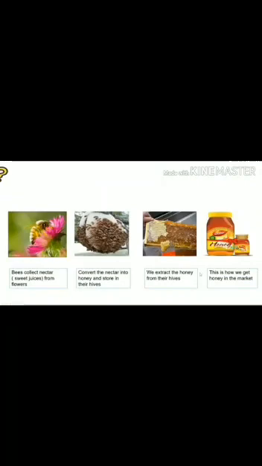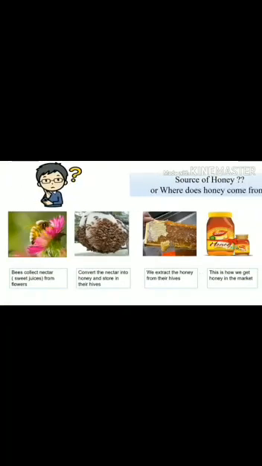Now, since we are studying sources of various ingredients, tell me the source of honey, or where does the honey come from? Have you ever thought about it? It is a very interesting process. Let's find out. Honeybees collect nectar or sweet juices from flowers. Then they convert this nectar into honey and store this honey in their hives. We extract this honey from their hives, and this is how we get honey in the market.